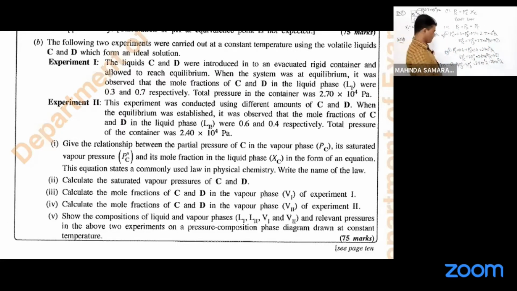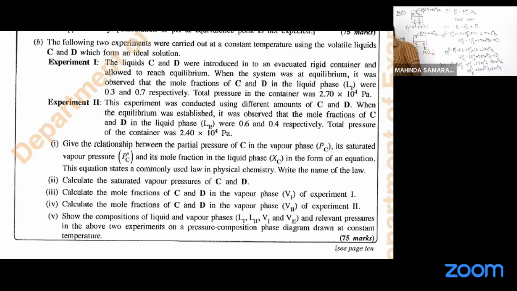That's how we get it. 14 minus 4, it's 10P naught D. 10P naught D equals 5.4 minus 2.4, it's 3, 10 to the power of 5 Pascal. Then 10 cancelled out, this is 4. Then P naught D, 3 10 to the power of 4 Pascal. That's P naught D. Then substitute P naught D to one of this and find out P naught C. That's easy.